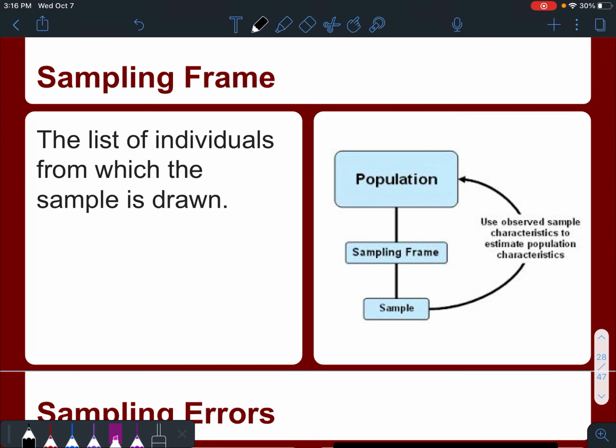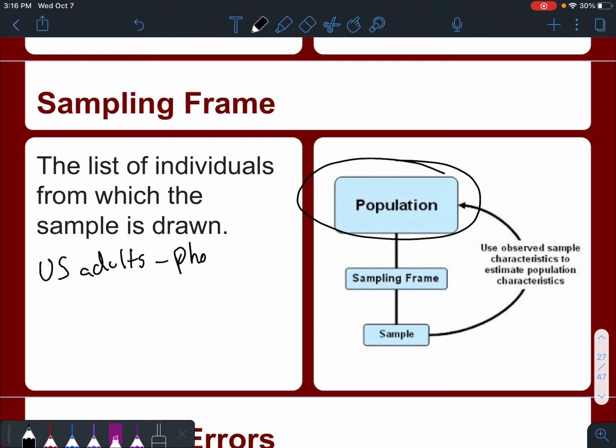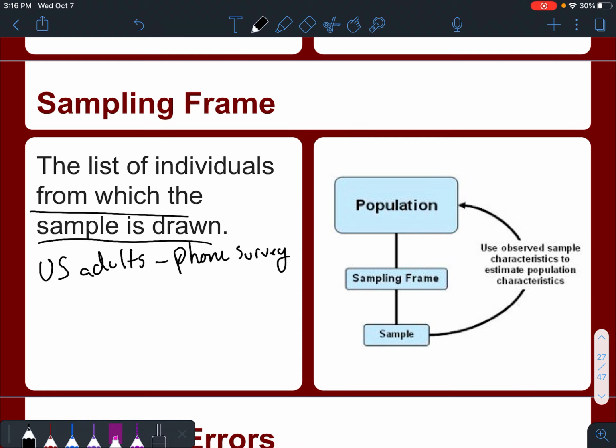So the sampling frame. When we're looking at sampling and the act of getting the sample, the sampling frame is where we get the individuals. So we have some population. Let's just say we have U.S. adults, and we are going to do a phone survey. The sampling frame is the list of individuals from which the sample is drawn. Here's our population: U.S. adults.